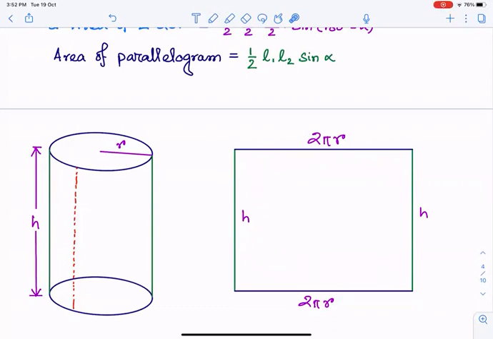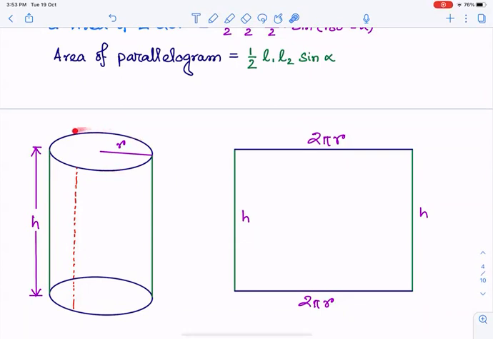Can anyone answer? Sir, 2h pi r. So 2 pi r into h, that is the area of this rectangular sheet. So even after making this right circular cylinder just by folding the sheet in such a way that the two breadths coincide with each other, the curved surface area for a right circular cylinder will also be 2 pi r into h.